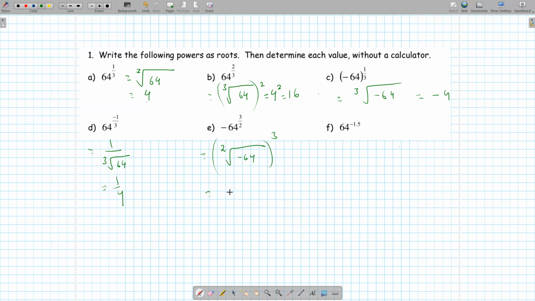Is it 8? No, right? Because 8 squared is 64. Is it -8? What's -8 squared? Positive, yeah, 64. It's still positive 64. So what is the square root of -64? Does not exist.